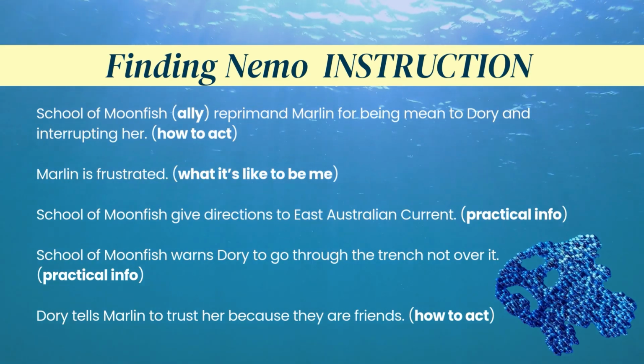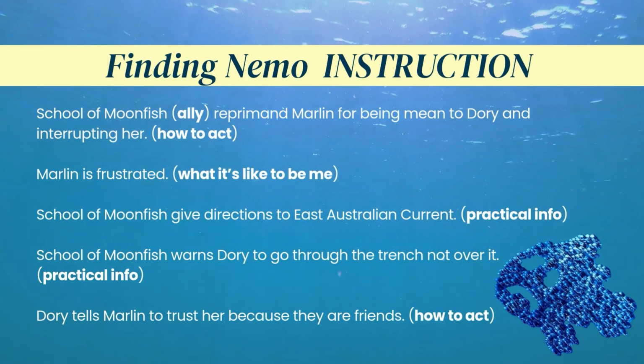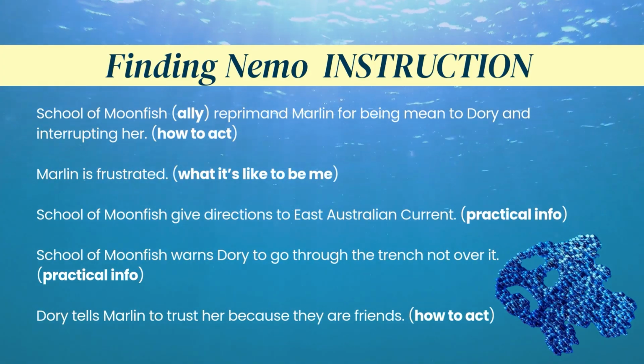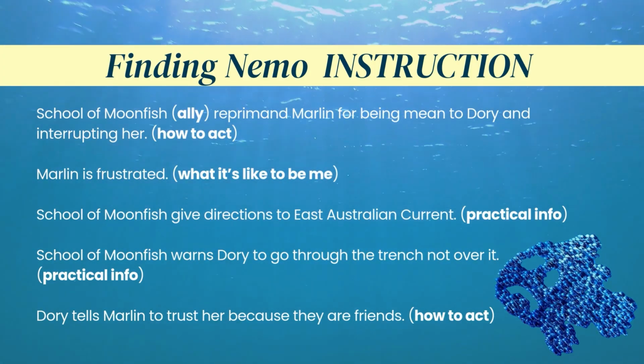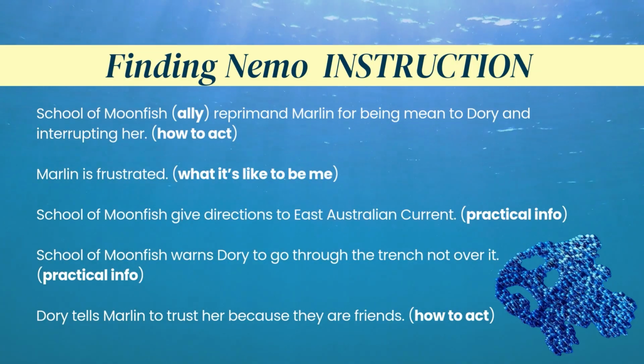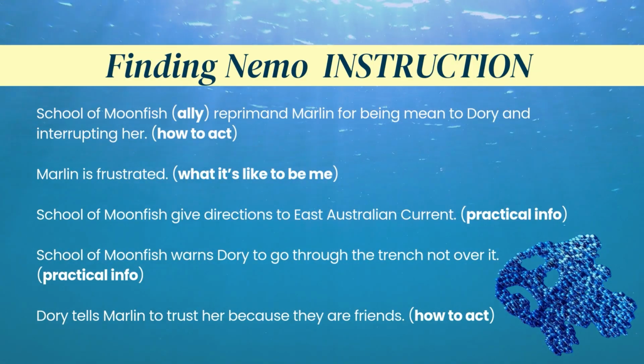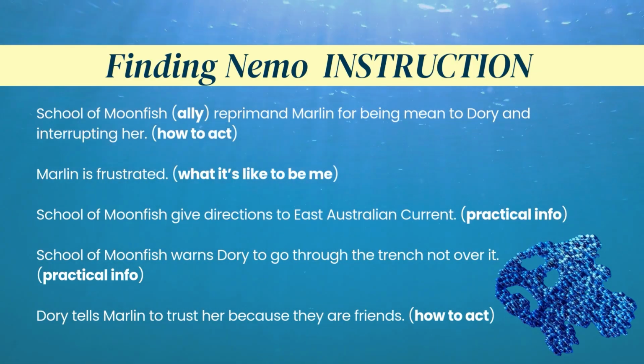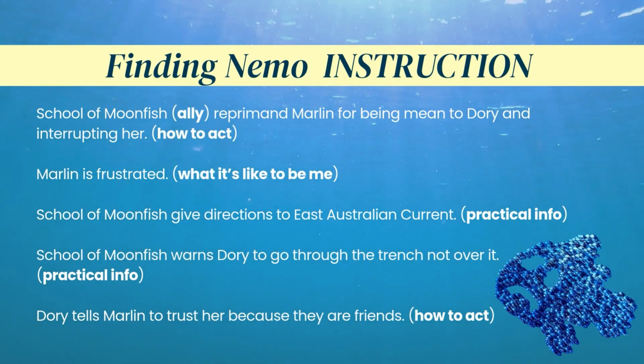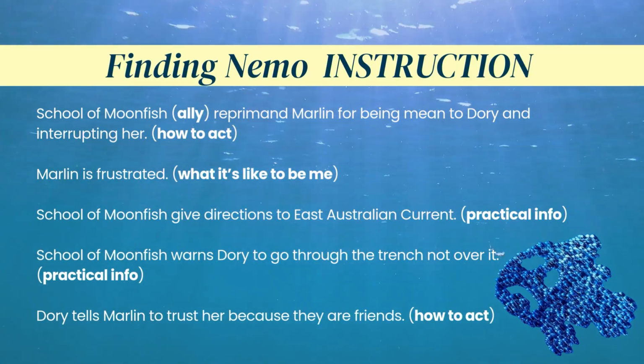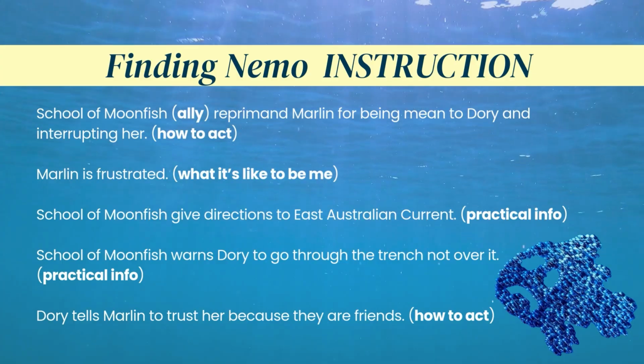So in Finding Nemo, we have a school of moonfish who reprimand Marlin for being mean to Dory and interrupting her. Marlin is frustrated. The school of moonfish give directions to the East Australian current. The school of moonfish warn Dory to go through the trench and not over it. And Dory tells Marlin to trust her because they are friends.